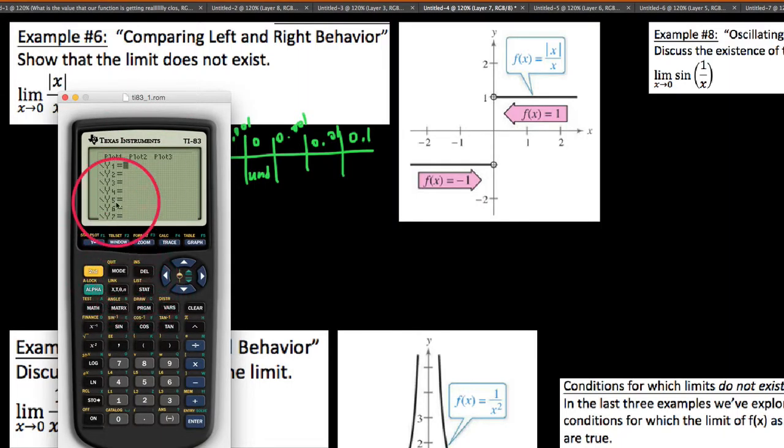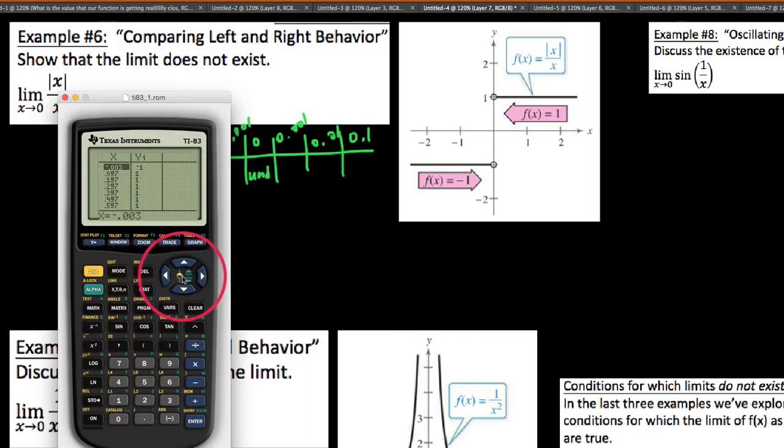So going to y equals here, to get absolute value, we just go to this little yellow thing that says catalog. Nice thing about absolute values, it's alphabetical, and the very first option is absolute value. So we have absolute value of x in parentheses divided by x. And so I'm going to go to starting my table, of course at x equals 0 because that's the x value for which we're evaluating this limit. And I'm going to go by tenths in terms of step size here.